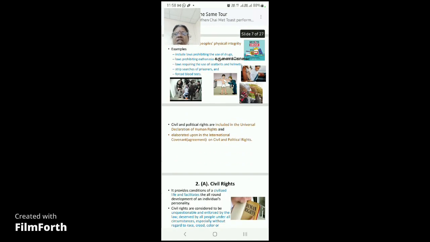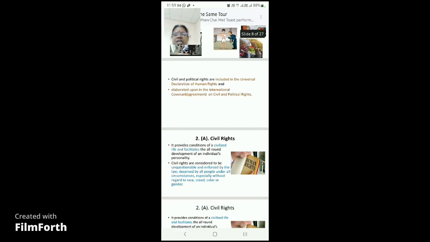Civil and political rights are included in the Universal Declaration of Human Rights and elaborated upon in the International Covenant on Civil and Political Rights. What are civil rights? Civil rights provide the conditions of a civilized life and facilitate the all-round development of the individual personality. Civil rights are considered unquestionable and enforced by the law, deserved by all people under all circumstances, without regard to race, creed, color and gender. This is called civil rights.